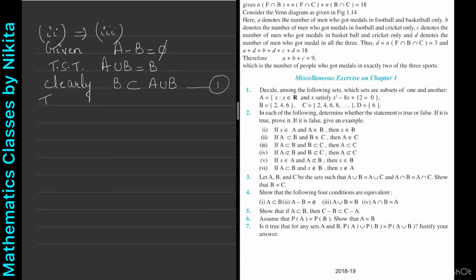Now we will show that A union B is contained in B. So start with any arbitrary element. So let X belong to A union B. This implies what? This implies X belongs to A or X belongs to B.